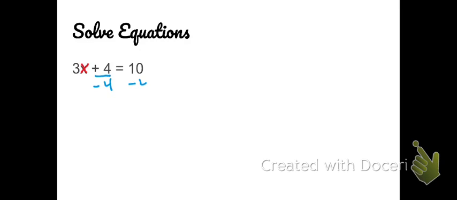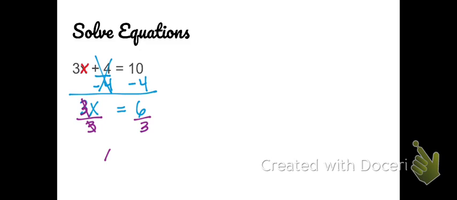What you do on one side, you have to do on the other. 4 minus 4 is 0. So on the left side, all I have left is a 3x. And on the right side, I have a 6. Now I'm going to undo this multiplying by 3 by doing the opposite, which is to divide by 3. And you have to do that on both sides. 3 divided by 3 is 1, so I'm left with x equals 2.